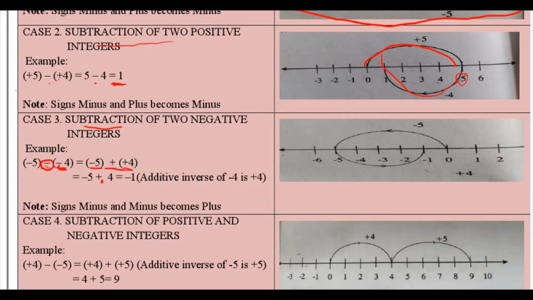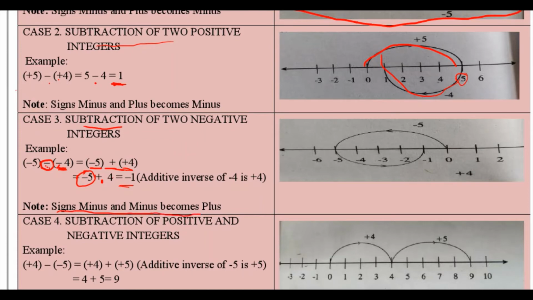So when you are subtracting two negative integers, first you need to bring that to an addition sentence of integers. Now we have minus 5 plus 4. Very easy. They have different signs. Subtract and put the sign of greater number 5. Answer becomes minus 1. Note, signs minus and minus becomes plus.